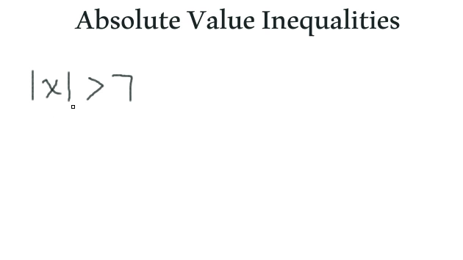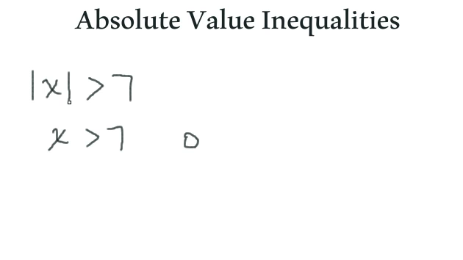So the first thing I'm going to do is drop the absolute value bars and just rewrite it. Okay, so we have x is greater than 7. So that's going to be one solution. Now, remember this is like an arrow. We see this like an arrow and it's pointing to the right. So that means we're going to use or.